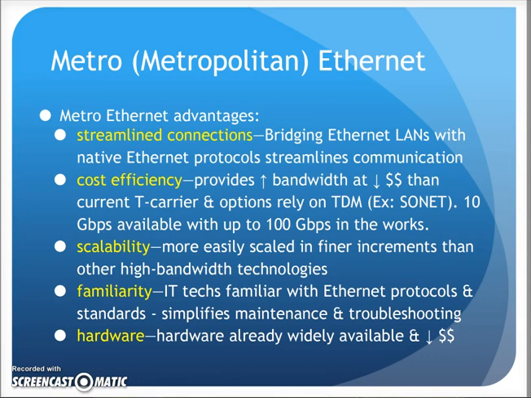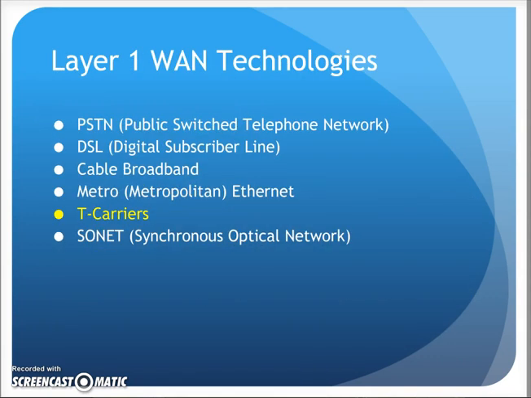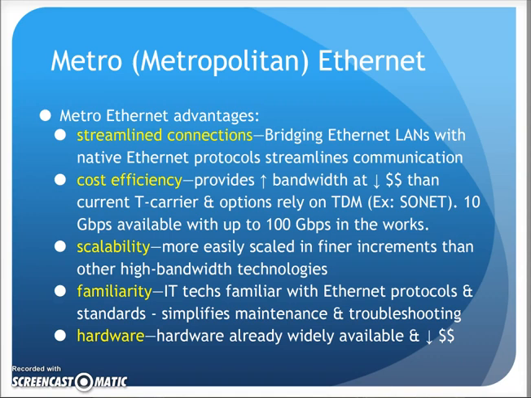It's scalable, much more easily scaled in finer increments than other high bandwidth technologies. Familiarity: we already know Ethernet, so Ethernet and WAN might be a little bit different, but it's not going to be a lot different. So familiarity between the two. And hardware: there's already a lot of Ethernet hardware out there, so the cost to buy it would be a lot less. Buying, upgrade, maintaining, that sort of thing. All right, we'll come back to the next one, talk T-carriers.